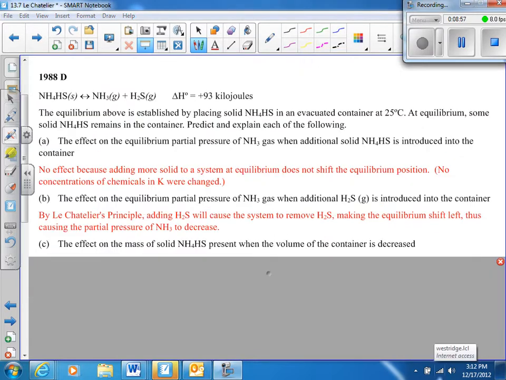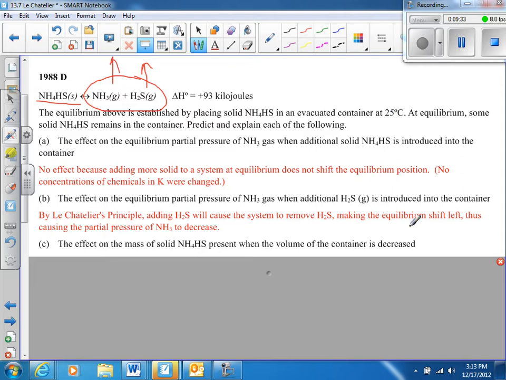This one is tricky. What happens to the mass of NH4HS when we decrease the volume of the container? You have to really think about this one. So pause if you want to. I'm about to go through this. So we decrease the volume. That means that both the pressure of ammonia and H2S increased. So the pressure of both of these increased, which means Q is too big.